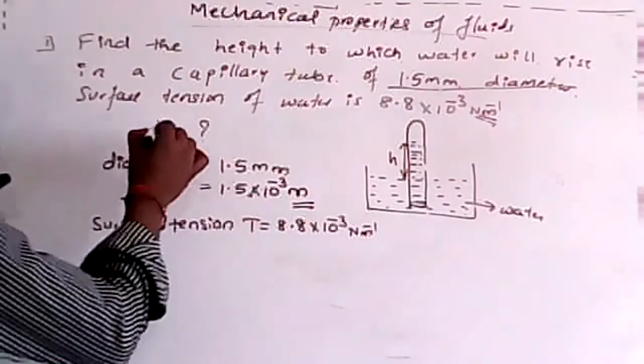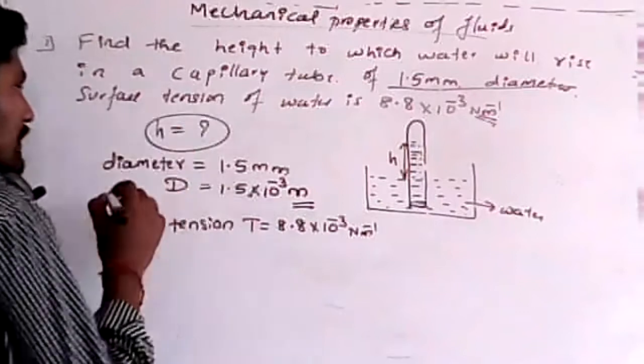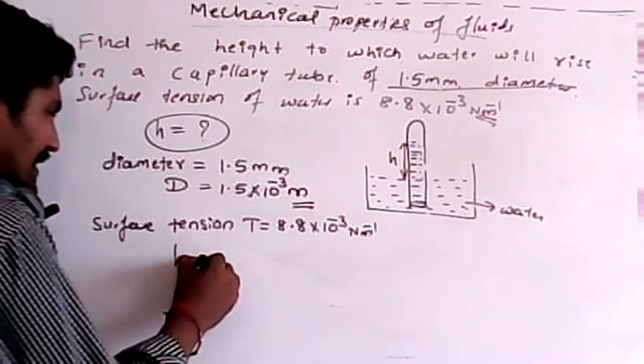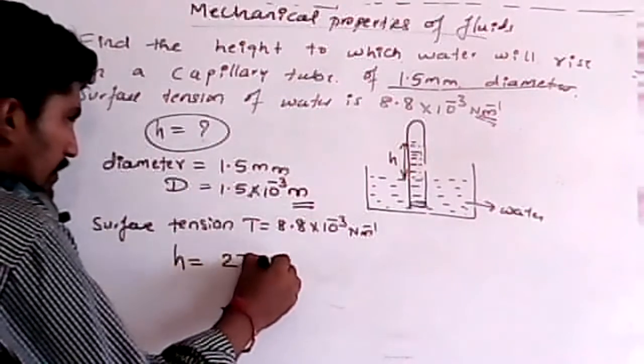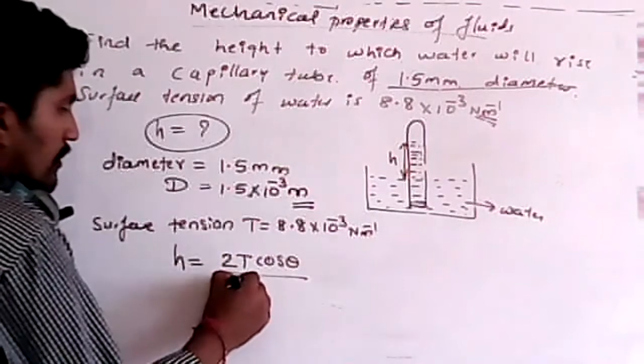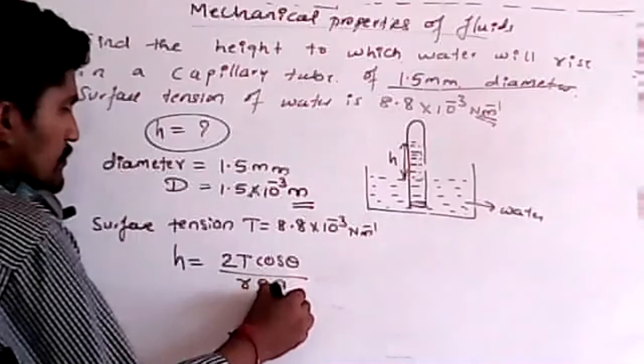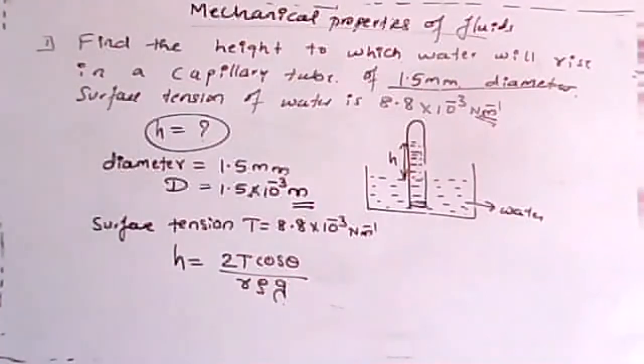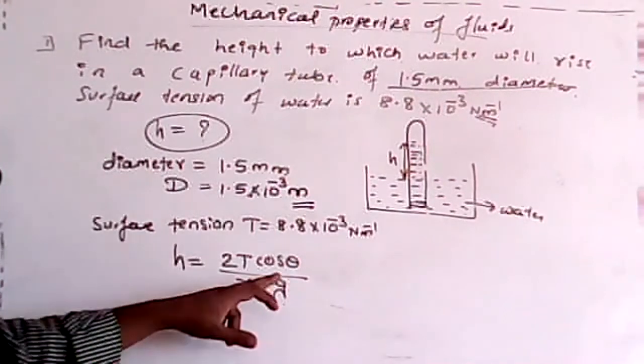Now our aim is to find out the h value. So what is the h value? The formula is 2 T cos theta divided by r rho g. Can you calculate in this particular case, students? Yes, anyone? But remember, students, what we have to take here is the theta value.